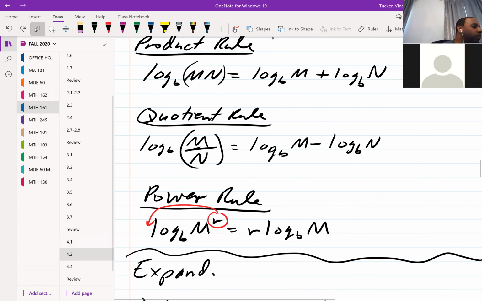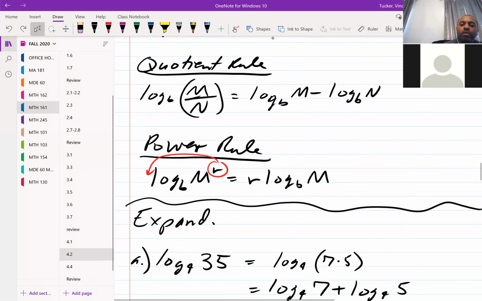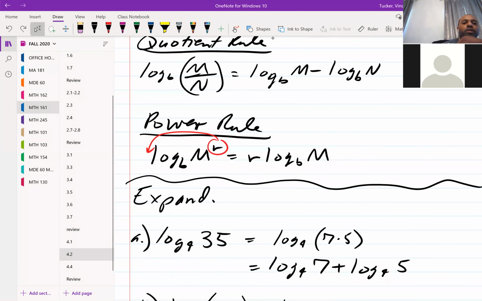Scroll up, don't scroll up too quickly. All right, so let me erase some of this.